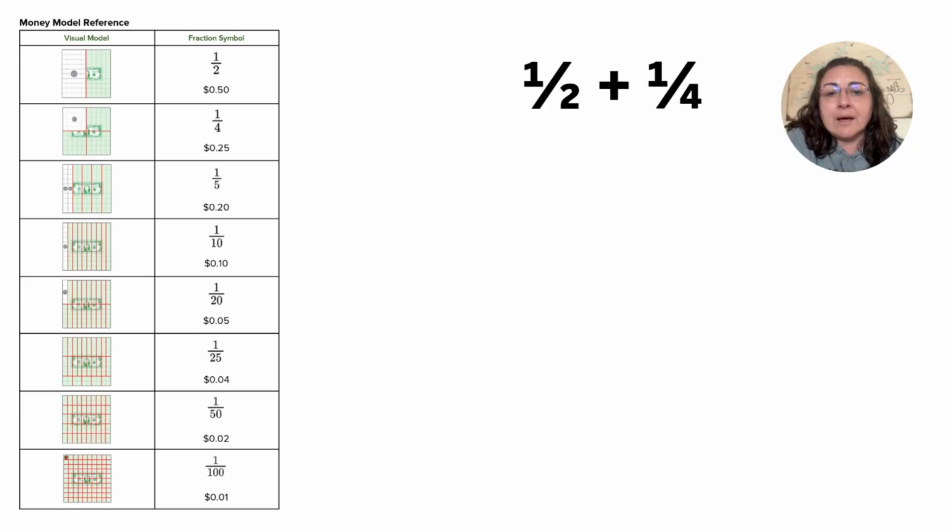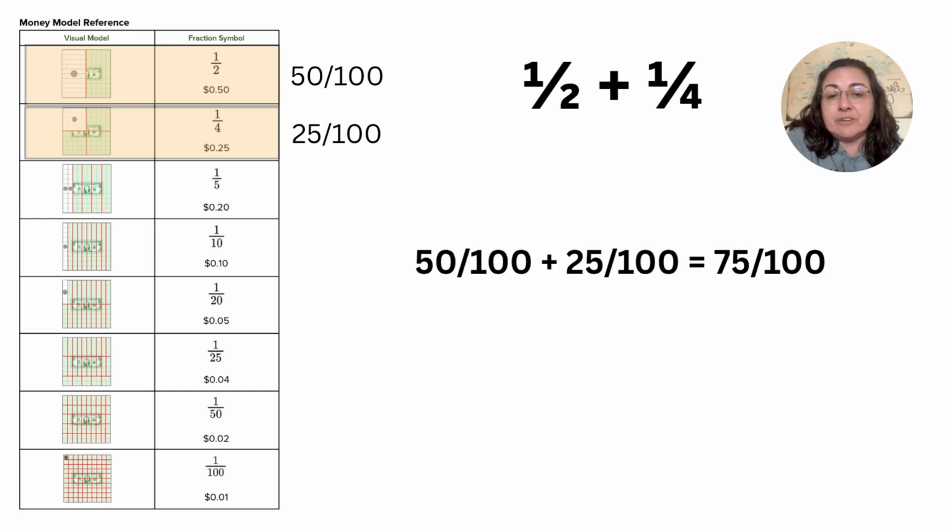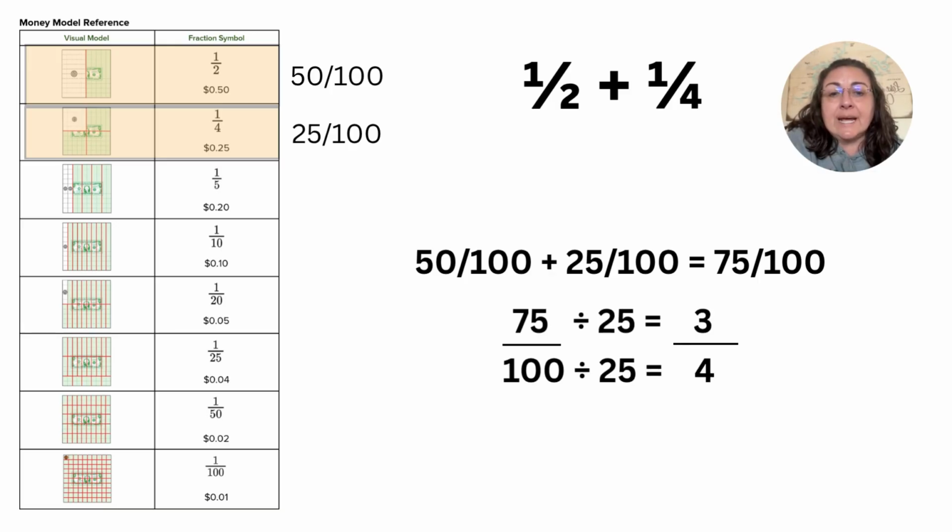Okay, 1/2 plus 1/4. I know that 1/2 of a dollar is equal to 50 hundredths, and 1/4 of a dollar is equal to 25 hundredths. I now already have my common denominators and can add the numerators. 50 plus 25 equals 75 hundredths, and this is simplified down to 3/4.